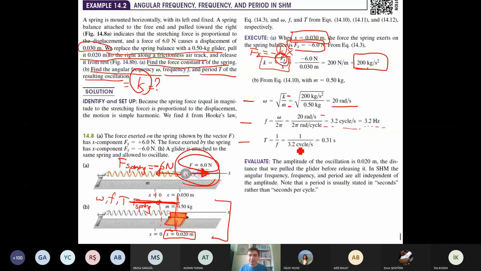And period is the reciprocal of the frequency. Just put the frequency here, then you can find the period: 0.31 seconds. Do you have any questions here?